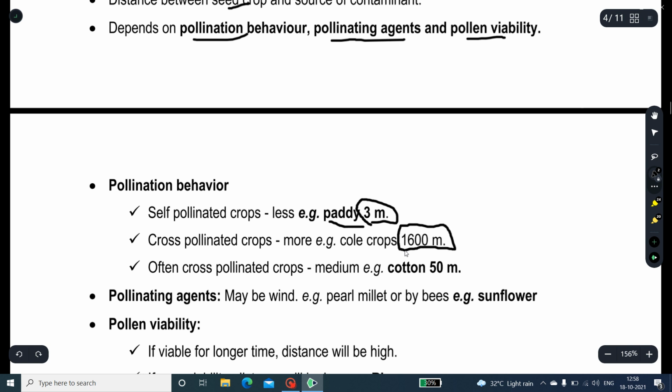And the other highly cross-pollinated crops like maize, onion, bajra, etc. And often cross-pollinated crops require medium isolation distance. For example, cotton and brinjal require 50 to 100 meters. It requires medium isolation distance.